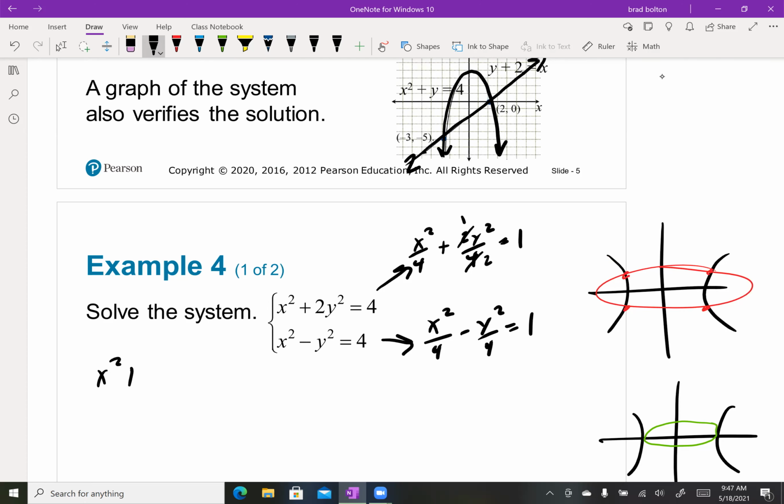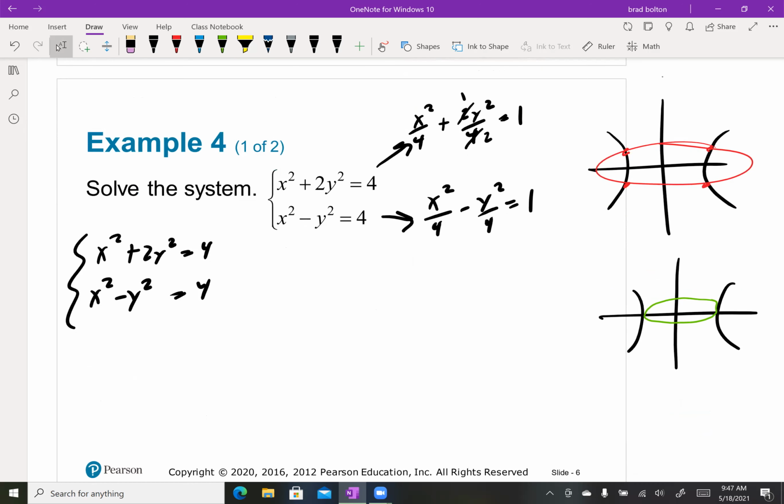So we have x squared plus 2y squared equals 4, and we have x squared minus y squared equals 4, okay? So what the elimination method does is it adds the 2 equations together and one of the variables eliminates. So in this case, if I multiplied the top equation by -1, I would now have negative x squared minus 2y squared equals negative 4. And then the bottom equation stays the same.